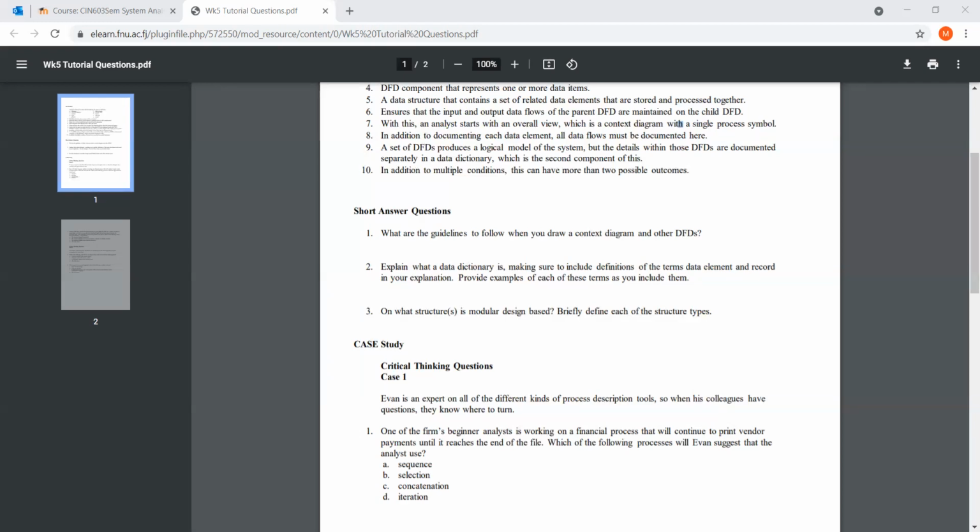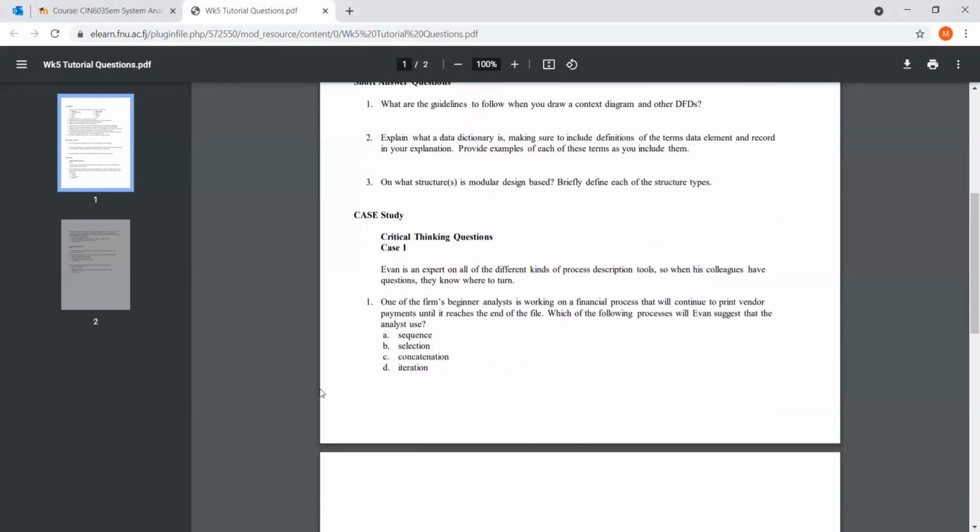Those are your three modular design-based structures: sequence, selection, iteration. Sequence is when you try to do things in an order, one after the other. Selection is you select things based on a certain condition. Iteration is basically the repetition of the step unless the condition changes.